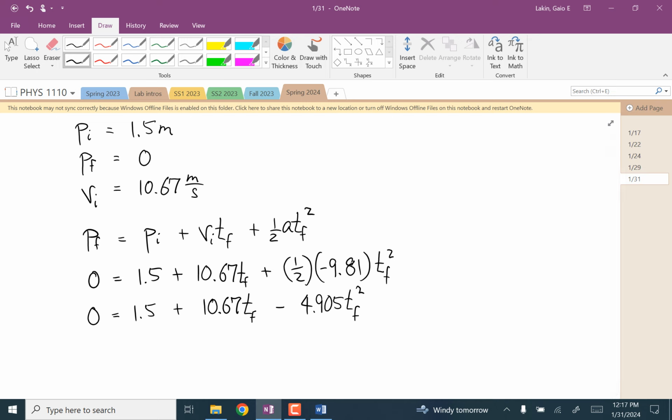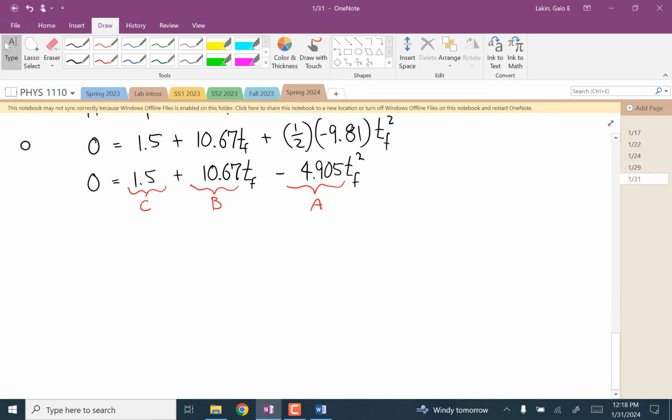So I am going to ask my calculator to solve it. This is A, negative 4.905. This is B, and this is C. And the solution is going to be negative B plus or minus square root of B squared minus 4AC, all over 2A.